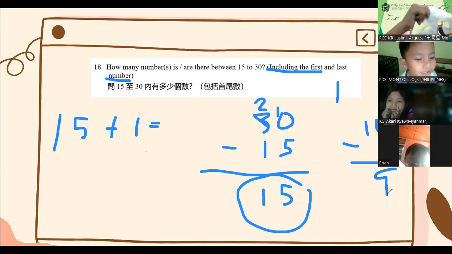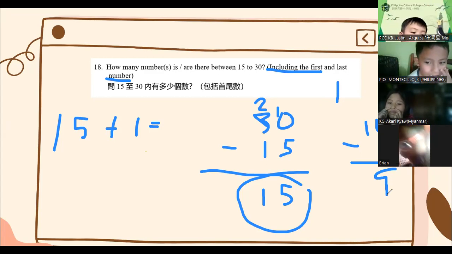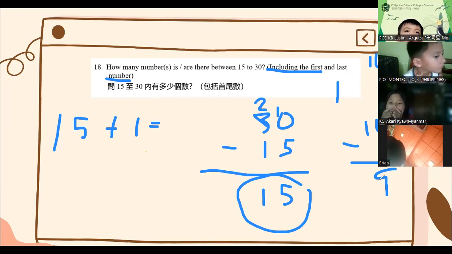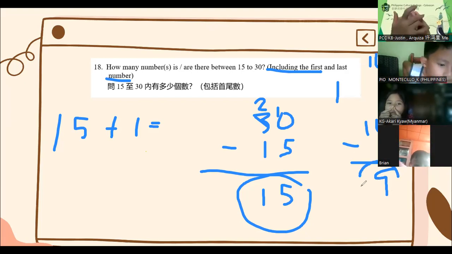1, 2, 3, 4, 5, 6, 7, 8, 9, 10. How many numbers did we get? 10. So see, that's the difference. When you're counting, it's 10 because you included the first and the last number. When you're just subtracting, it's 9. So meaning it's less than 1.